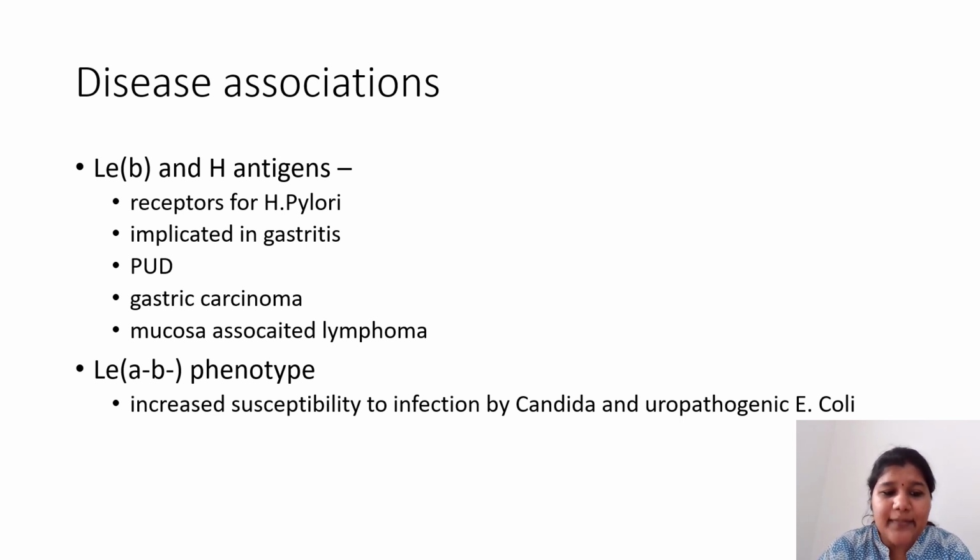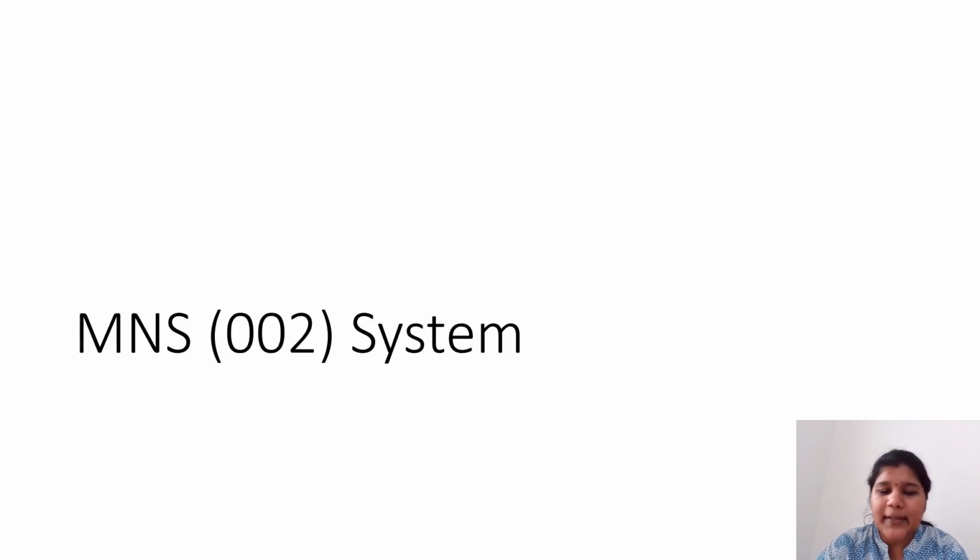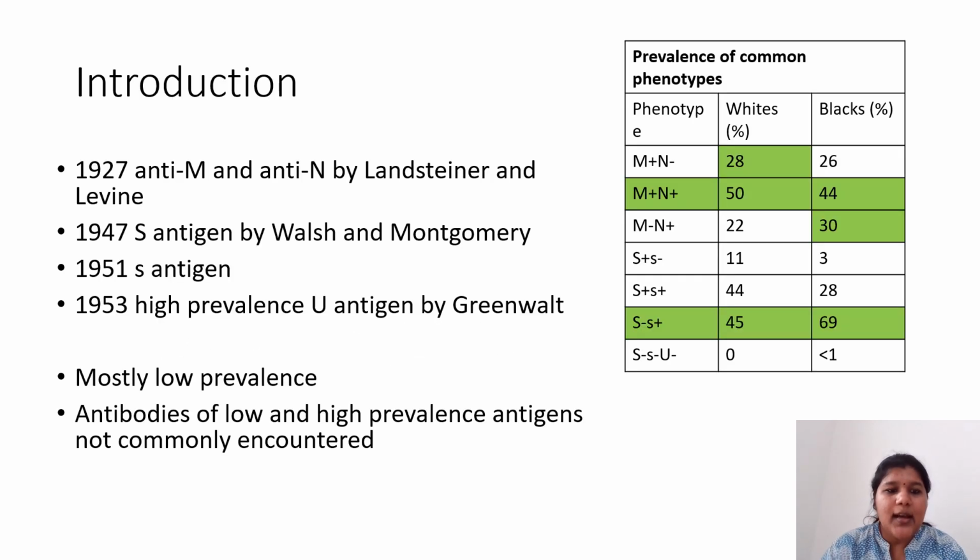The Lewis A negative B negative phenotype increases the individual's susceptibility to infection by Candida and uropathogenic E. coli. Coming to the MNS system, it was initially discovered in 1927, followed by 47, 51, and 53. This MNS group is mostly low prevalence. Antibodies of low and high prevalence antigens are not commonly encountered. If we come to the prevalence, the phenotype M plus and N plus is more common.